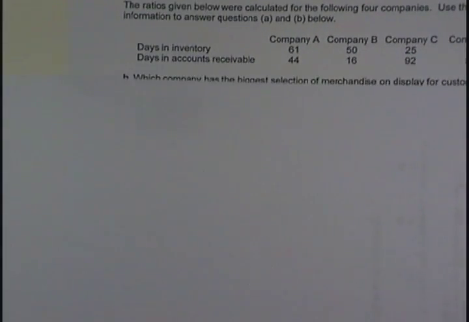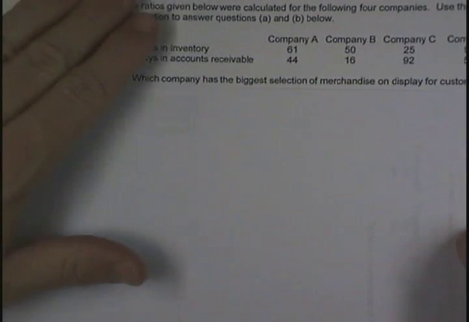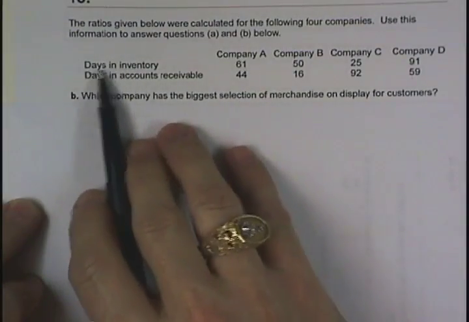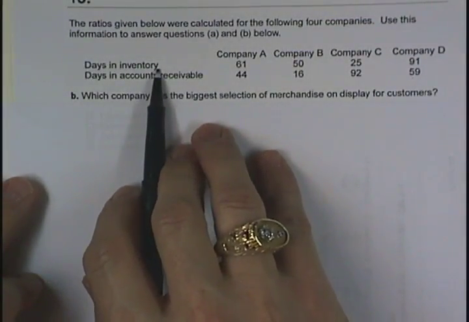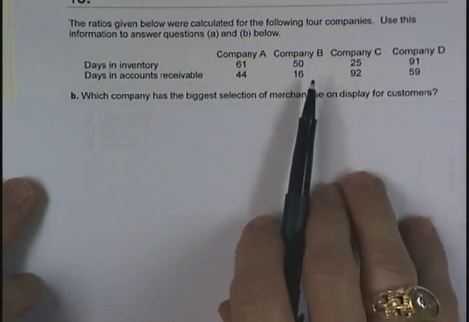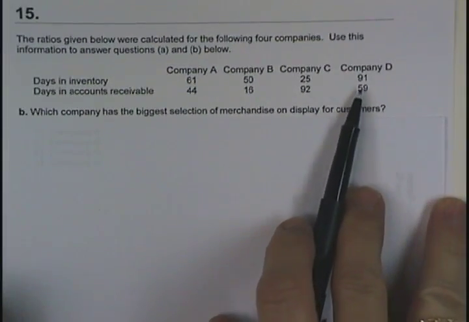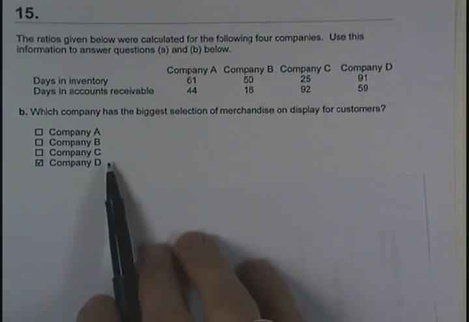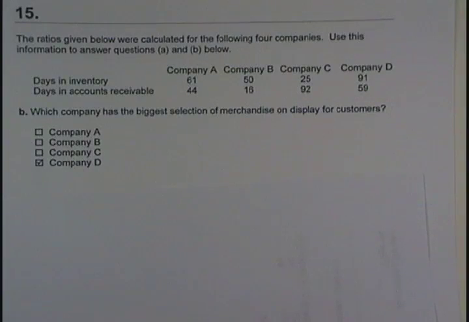Problem 15 continues, and it says which company has the biggest selection of merchandise on display for its customers, and that will be the firm with the greatest number of days of sales in its inventory account, days in inventory. And it looks like company D has 91 days worth of sales in its inventory, and that's going to be the greatest selection because it has the longest time to sell out its inventory. It has 91 days worth of its sales in its inventory account.